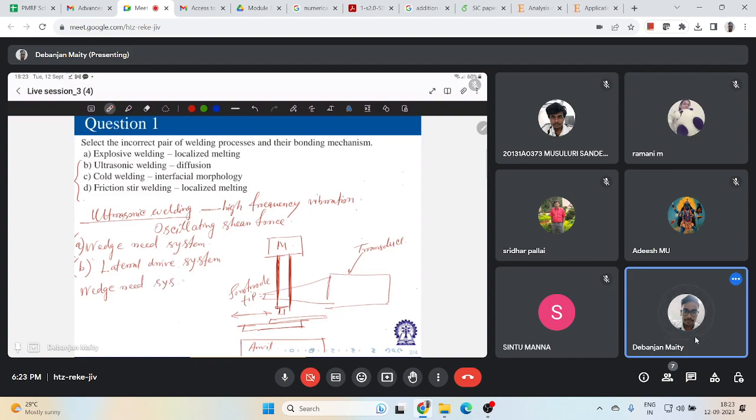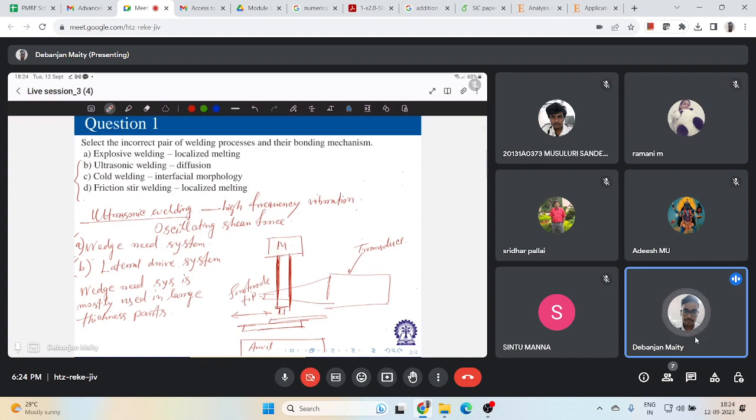So the wedge reed system is mostly used in large thickness parts. Correct? Now, what will be happening in the lateral drive system?